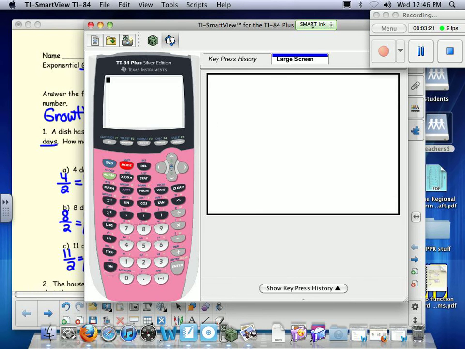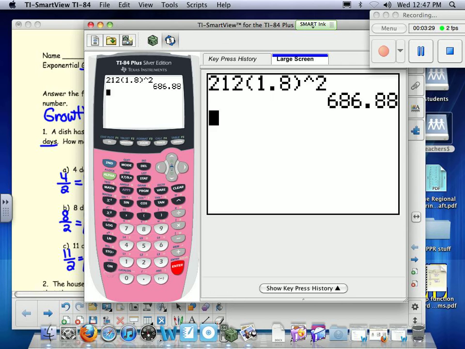So 212 times parentheses 1.8 to the 2. 686.88. Is that right? Yep. So after 4 days or 2 cycles, our bacteria has grown to 686.88. Now a scientist will be growing this bacteria, so we will include the 0.88. Mrs. Inslee probably would round up to 687 because she's not so much of a scientist. So keep the decimal. Yep, so they stopped it at a certain point right before the last one was complete.